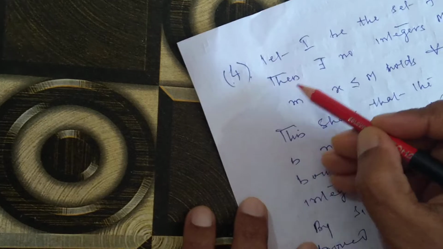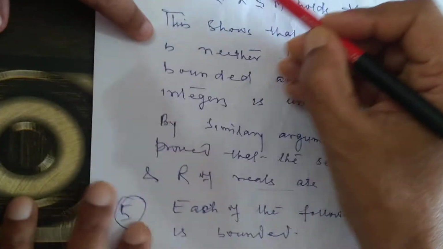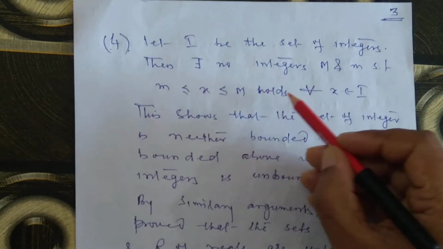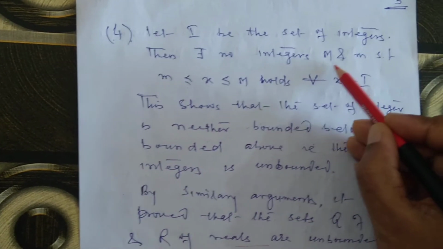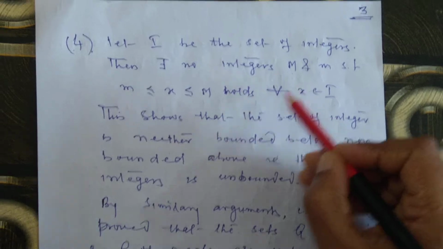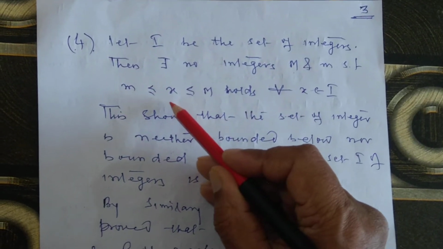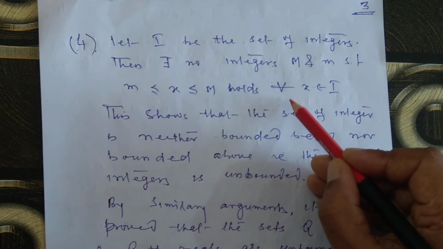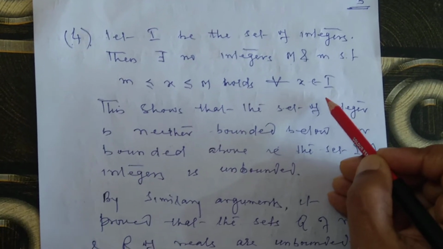Let us take another example. Let I be the set of integers. Then there exist no integers M and m such that m is less than or equal to x, x is less than or equal to M, holds for all x belongs to I.